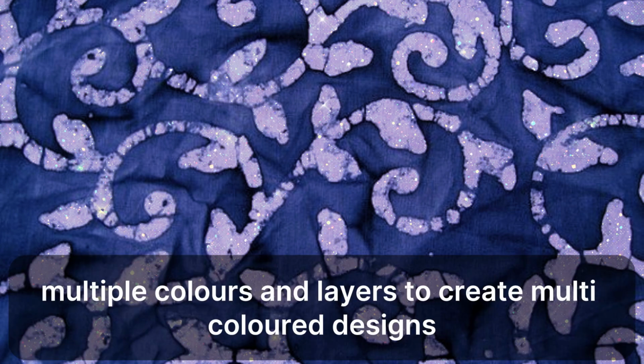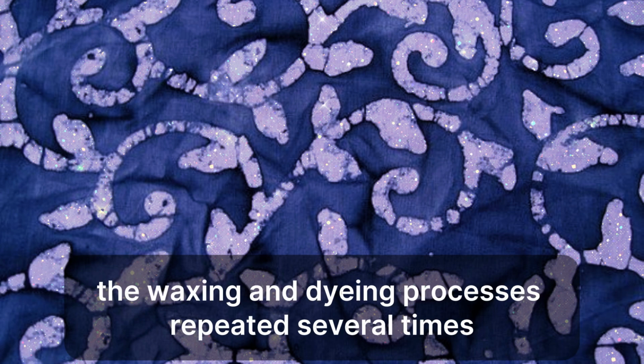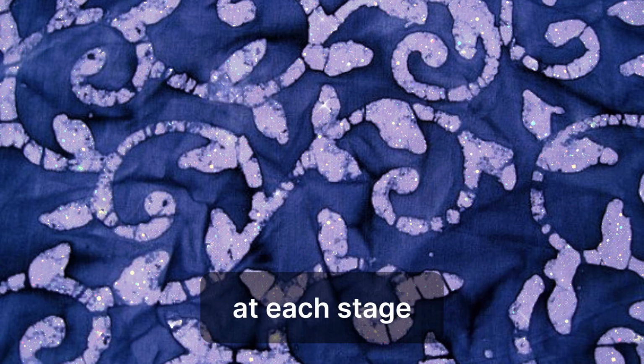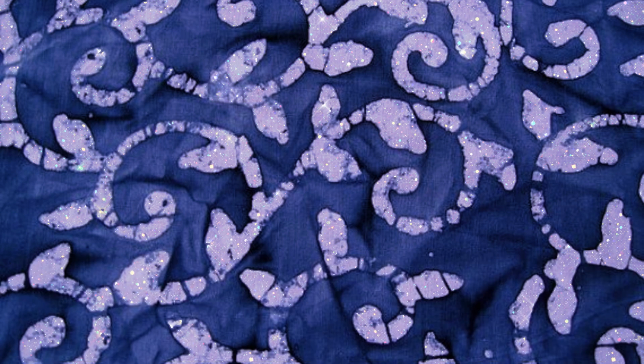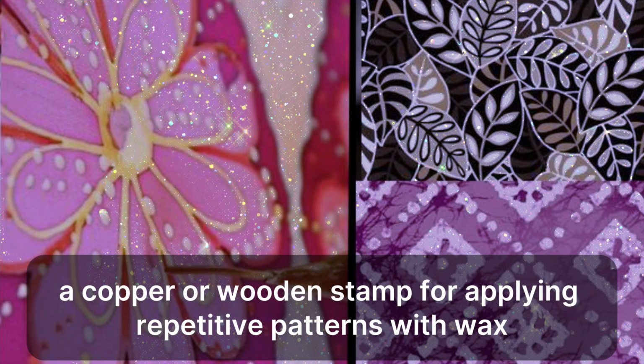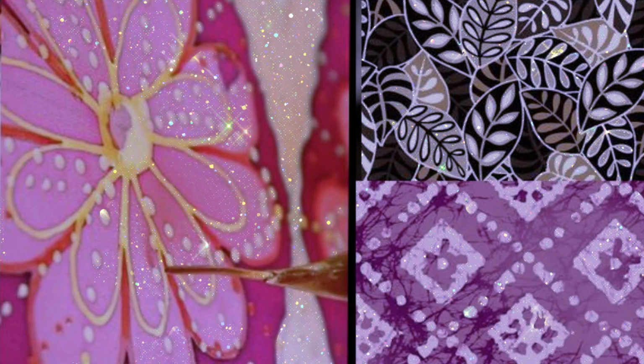Multiple colors and layers. To create multicolored designs, the waxing and dyeing process is repeated several times using different colors of dye at each stage. Tools. Tjanting, a small tool with a spout used to draw fine lines of wax. Stamp cap, a copper or wooden stamp for applying repetitive patterns with wax.